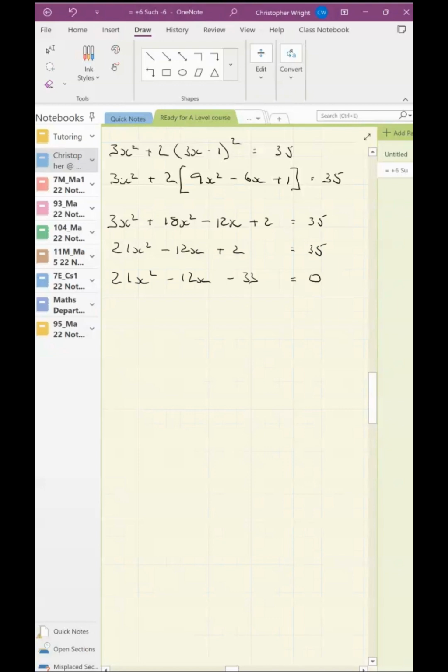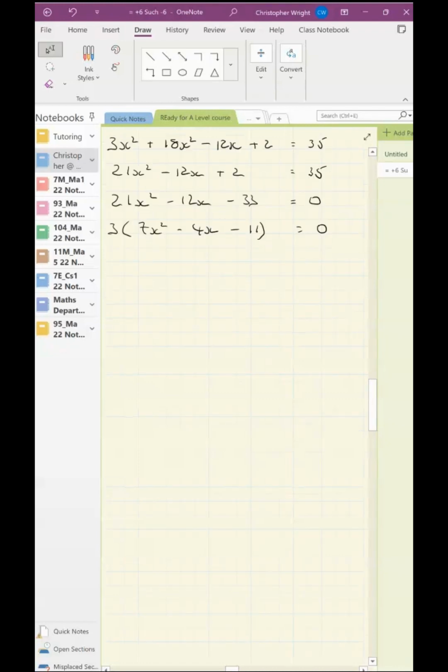Now I need to try and factorise the left-hand side, or use the formula, I suppose. I'm going to take out a 3 first. Gives me 7x squared minus 4x minus 11 equals 0. Now I could use the formula to solve that quadratic, but I'm going to try and factorise it. I'm going to factorise it by inspection, because after all, there's a limit to the number of different ways I can get 7x squared, and 11 is a prime as well.